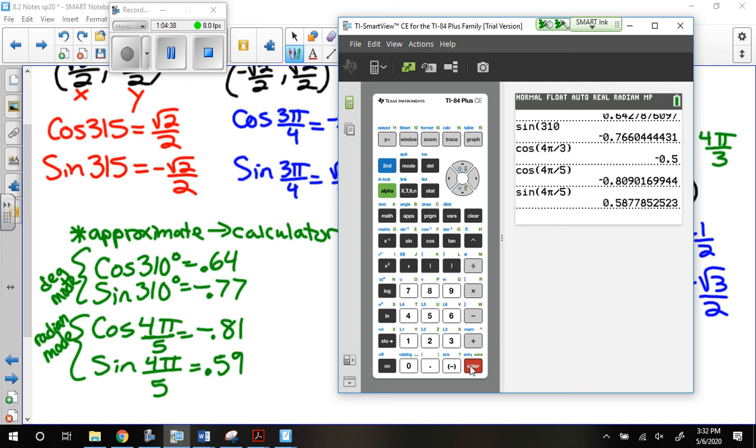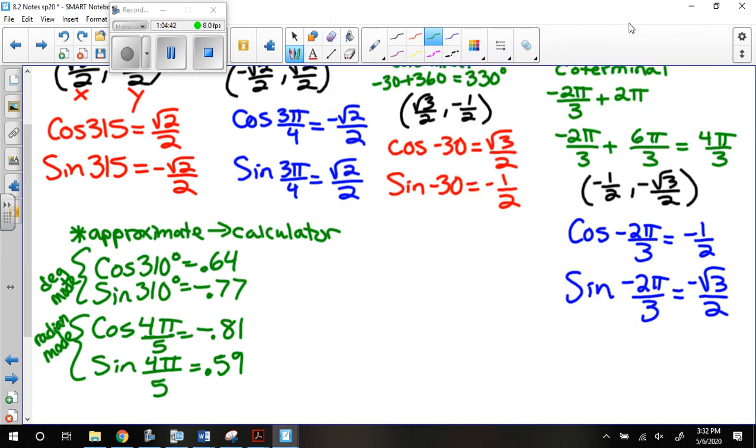So exact value means use your unit circle. If they tell you to find a decimal or approximate value, you use your calculator.